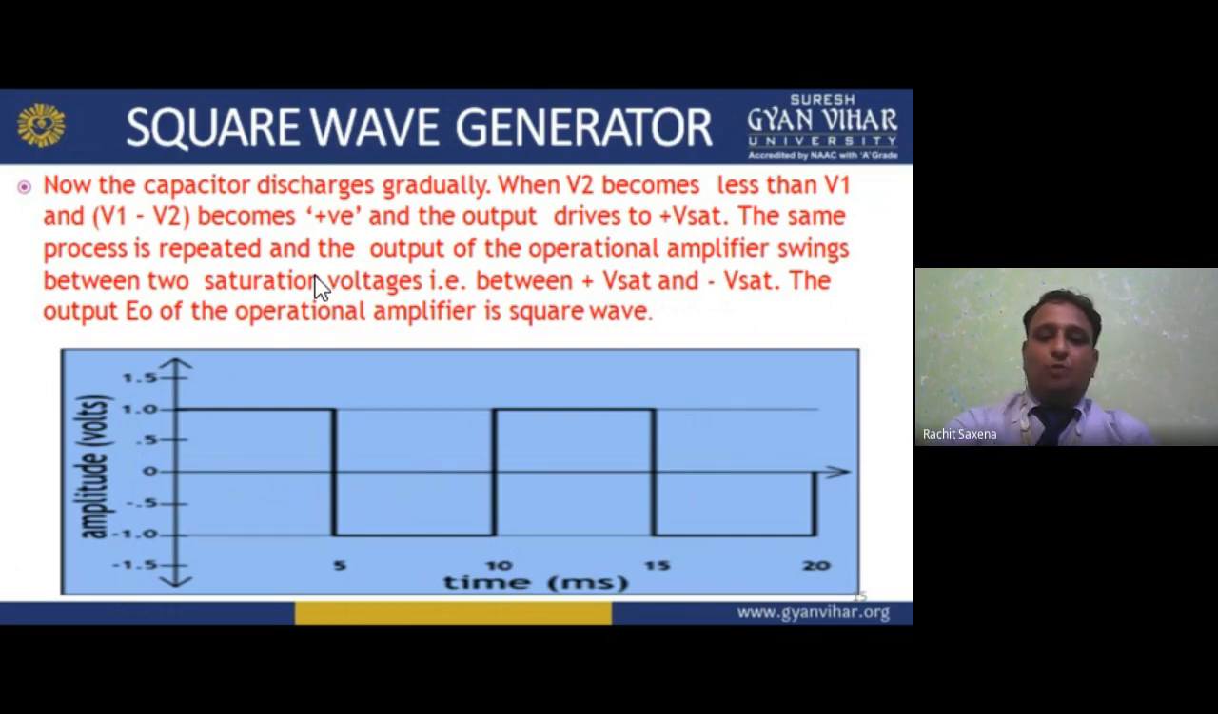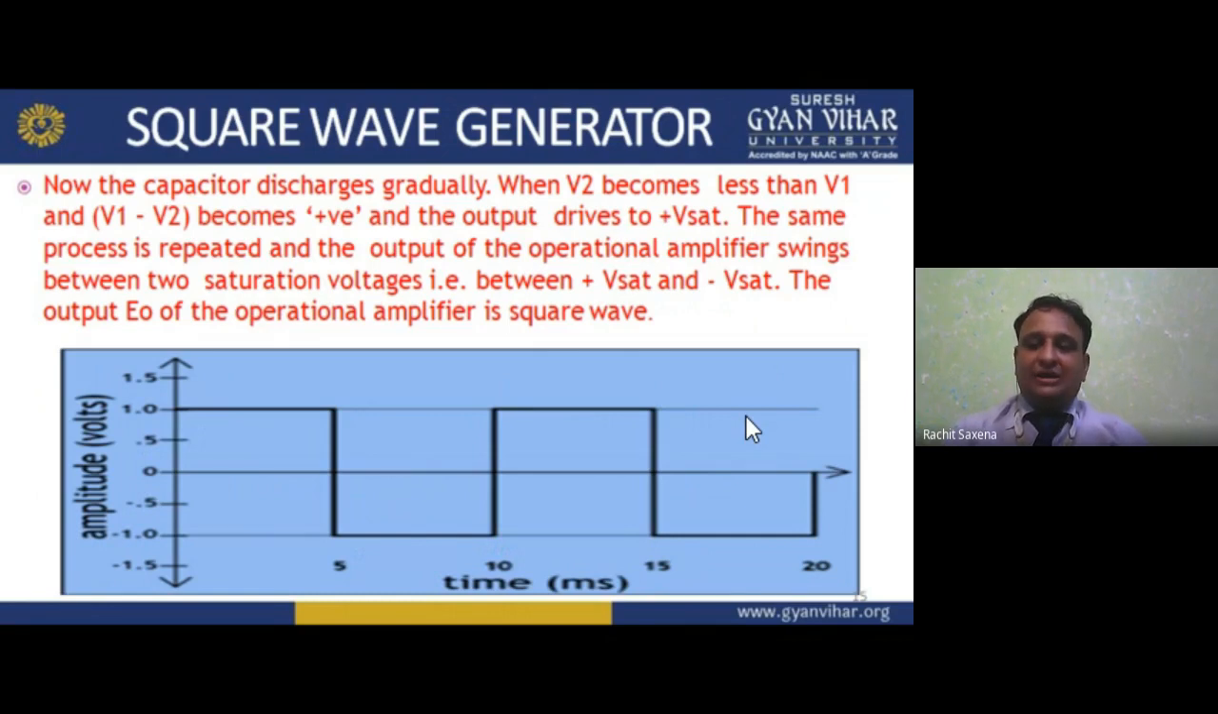So the output E naught of the operational amplifier is in the form of a square wave. See here, it is charging, discharging. Then again charging, after this discharging. So we'll get which type of wave? Square wave. The square form wave we can see.